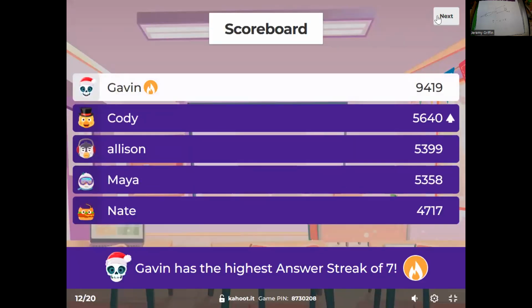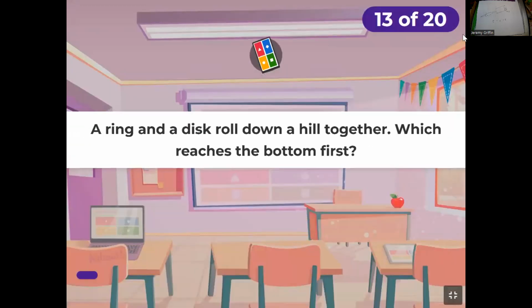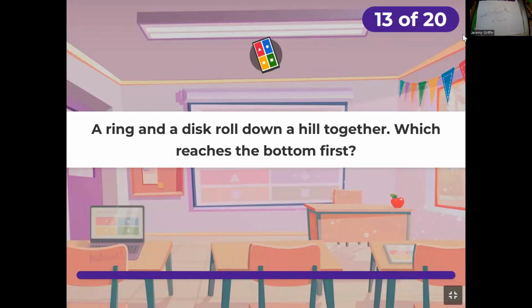All right, Cody, move up to second. Gavin's still on fire. A ring and a disc roll down a hill together. Who reaches the bottom first?